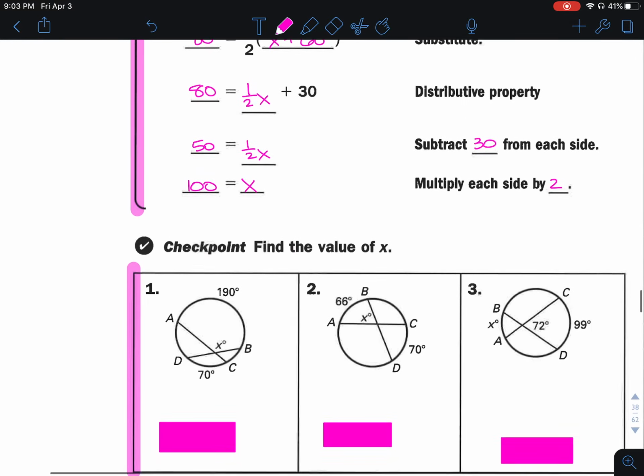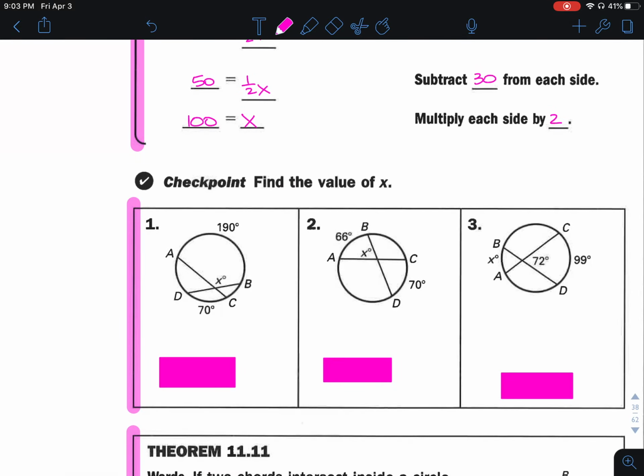Let's move down to checkpoint. So I'm going to do the first one with everyone, and then it would be a good suggestion to pause after the first one, try the 2 and 3 on your own, and then play when you are ready. So number 1. So again, I have to find, am I given an angle or an arc, and then what am I trying to find? So I'm going to rewrite that formula that we have. So it's my angle equals 1/2 arc plus arc.